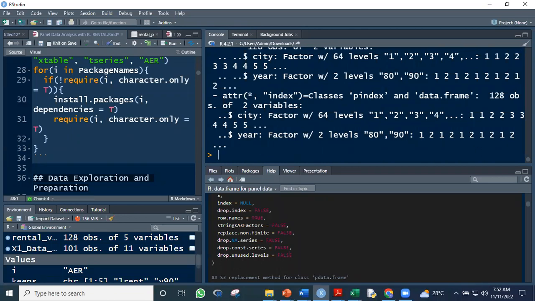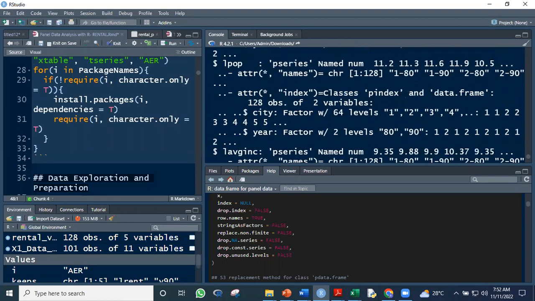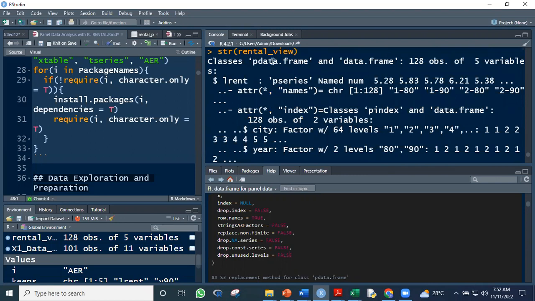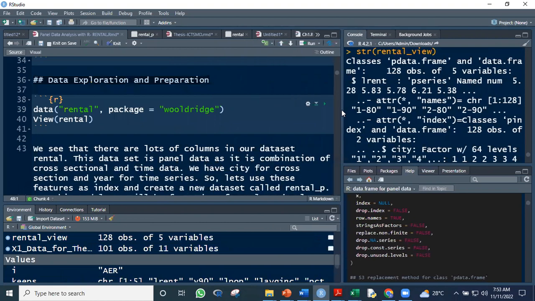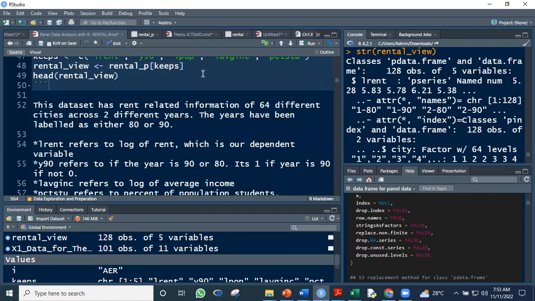So it keeps on repeating the factor, city, and the year. What's important is this is also a panel data, okay? Because we're just subsetting the rental P, which is a panel data. Okay, so let me pause for a while. Clear so far, class?